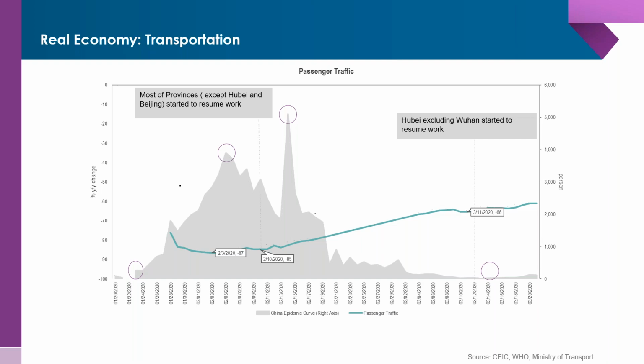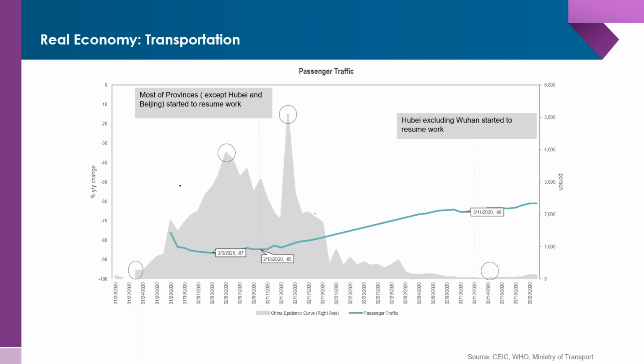I use purple circles to highlight 4 key time points. The purple circle in the bottom is January 23rd, the time that the government announced to lock down Wuhan. After this point, all Chinese noticed that the virus is highly contagious and deadly. So you can see the passenger traffic plunged significantly and reached the lowest growth rate on February 3rd. The reading is a drop of 87% compared to the passenger traffic in the previous year.